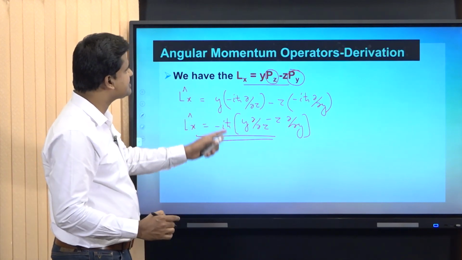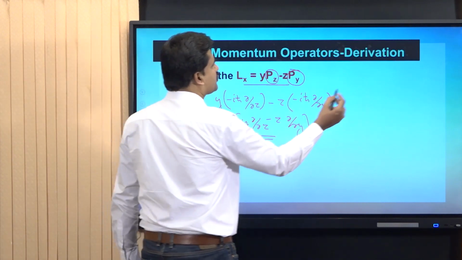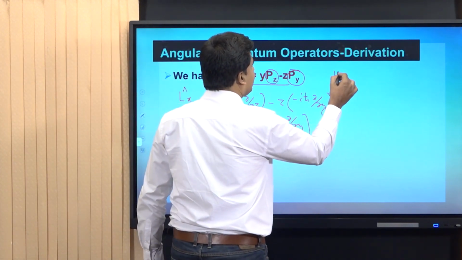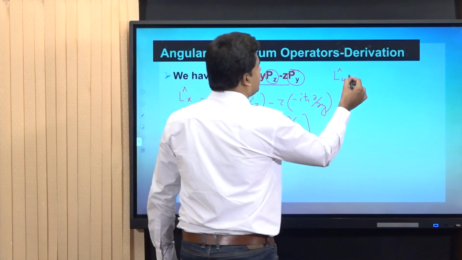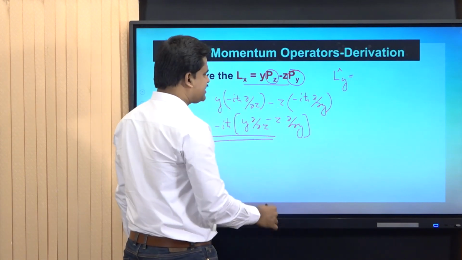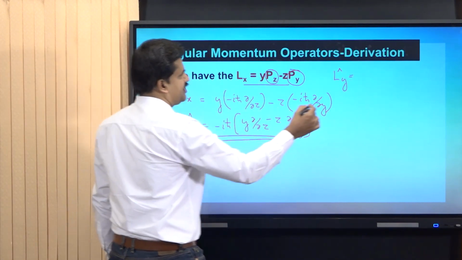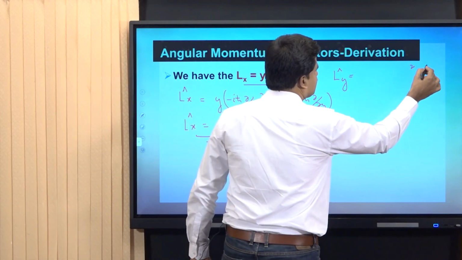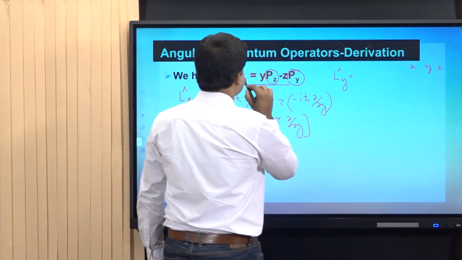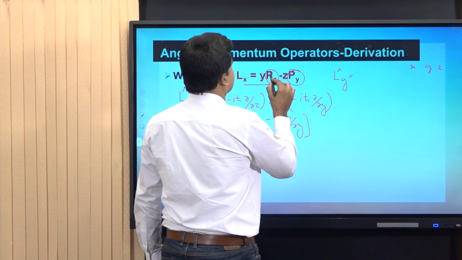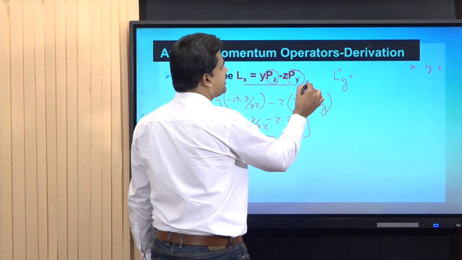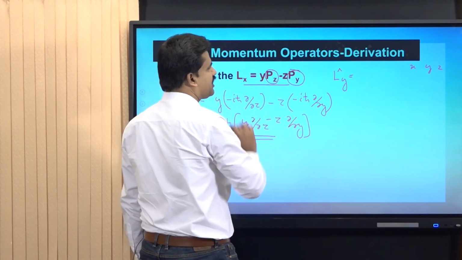We can proceed in the same way. First of all, we have to write the expression for Ly hat, and to write the expression, there is an easy method. We can proceed like this: x, y, z. Lx is already here. So, y into Pz minus z into Py will be the expression for Lx.